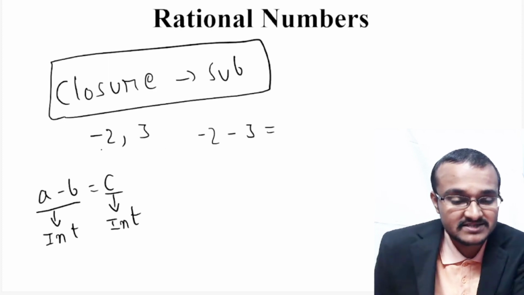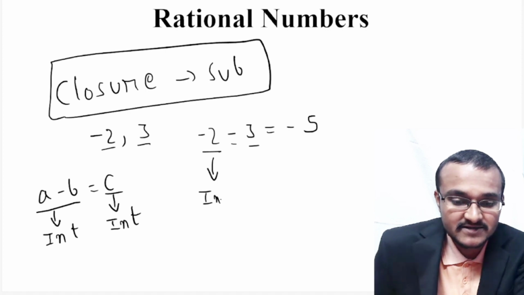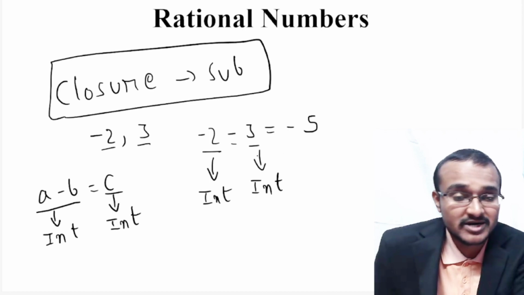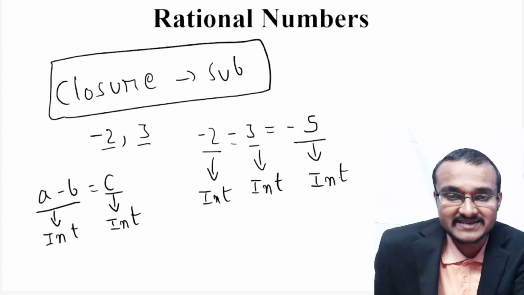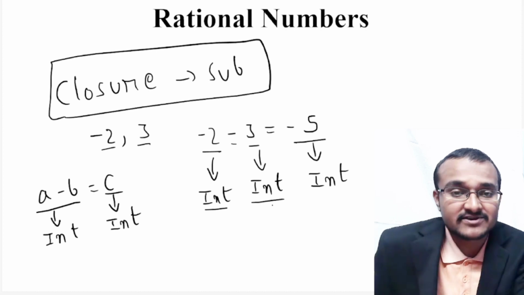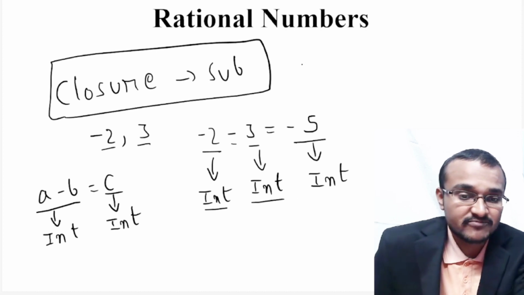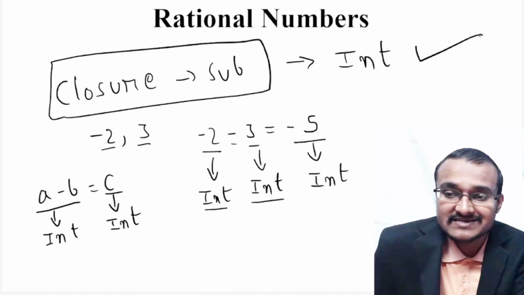So here in the place of a I am substituting minus 2 and in the place of b I am substituting 3. So minus 2 minus 3 will be minus 5. Here minus 2 is an integer and 3 is also an integer. So after subtracting, you are getting minus 5 as your answer. That is also an integer. So closure property under subtraction for integers will also be satisfied.